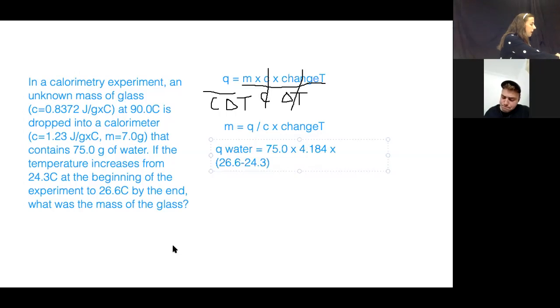Okay. Just grab my calculator. All right. So we're going to do 75 times 4.184 times, and then parentheses, 26.6 minus 24.3. And I'm going to get 721.74 joules.